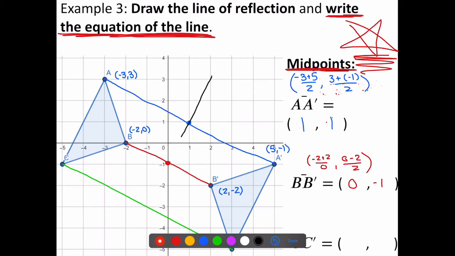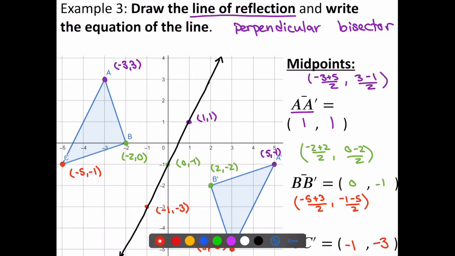If I draw my line through these points, we may notice something happening. We actually go through all 3 midpoints as shown here. So we now have our line. Now we want to write our line in our format y equals mx plus b, where m is our slope and b is our y-intercept.